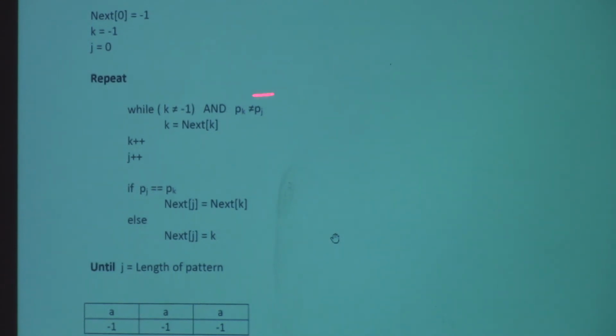Not equal to, are they not equal to each other? PK not equal to PJ, yes or no? Did you forget K and J already? What's the value of K? What's the value of J?